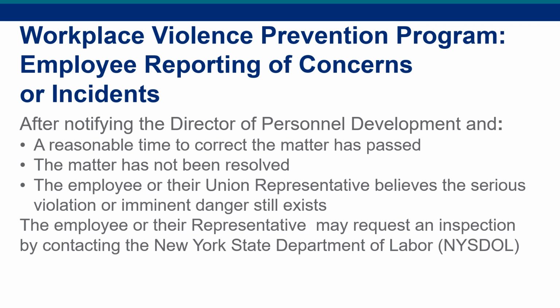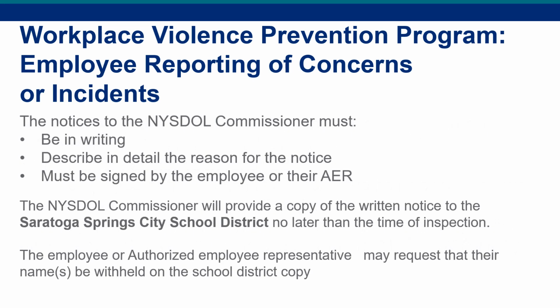After you've notified the Director of Personnel Development and a reasonable time to correct the matter has passed and the matter has not been resolved, if the employee or their union representative believes that the situation is in violation or is in imminent danger, the employee or the representative may request an inspection by contacting the New York State Department of Labor. Notices to the New York State Department of Labor must be in writing, must describe in detail the reason for the notice. It must be signed by the employee or their authorized union representative.